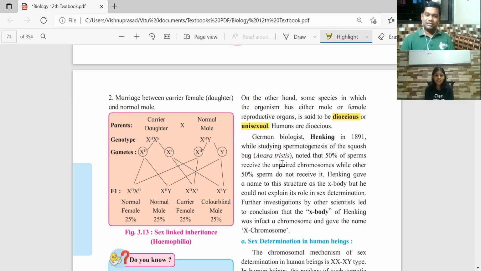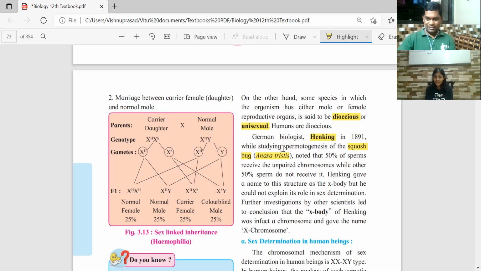So there was a German biologist. You have to remember the names of these people. His name was Henking. A German biologist called Henking in 1891, in the late 19th century, was studying an insect called the squash bug. Scientifically it was called Anasa tristis. The squash bug's zoological name is Anasa tristis. Pronounce it Anasa tristis. Very good. Squash bug, like a bed bug, a similar variety.